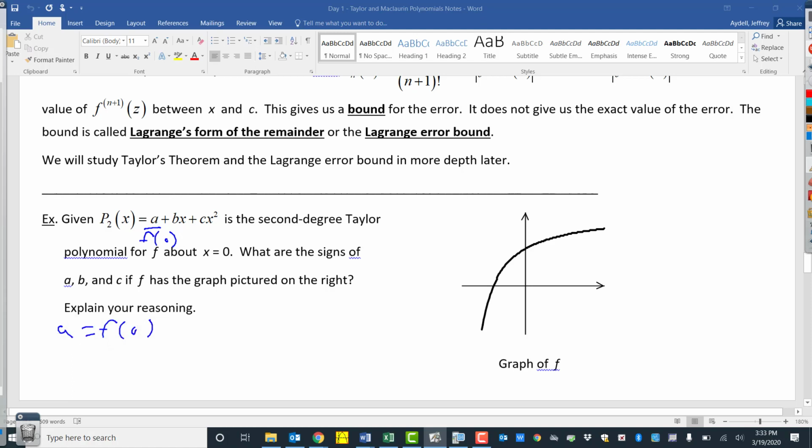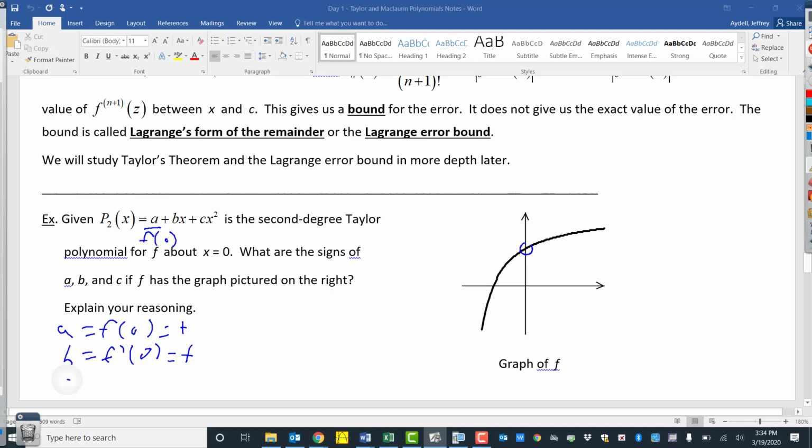Now we can look at our graph and see, at 0, what sign is this going to be? Well, this is just the value at 0, and this is greater than 0, so that means this has to be positive. Now we look at B. If we look back at the formula for a Maclaurin polynomial, this is going to be f prime of 0, which in other words is saying, what is the slope at 0? When we look at it here, we have an increasing function, which means our slope has to also be positive.